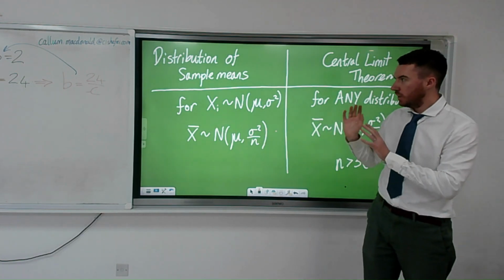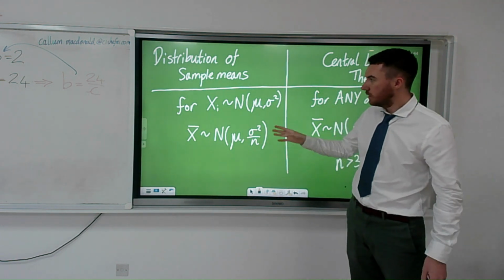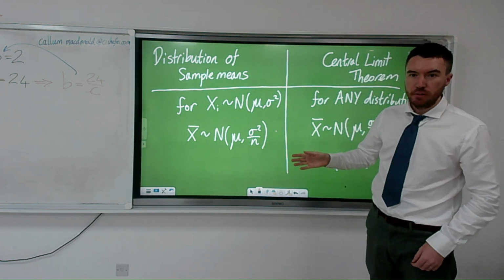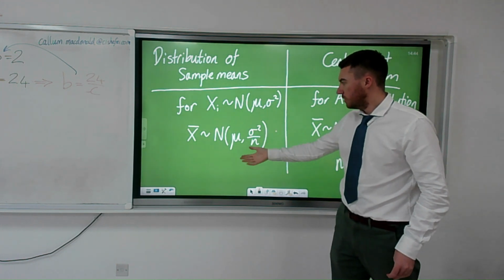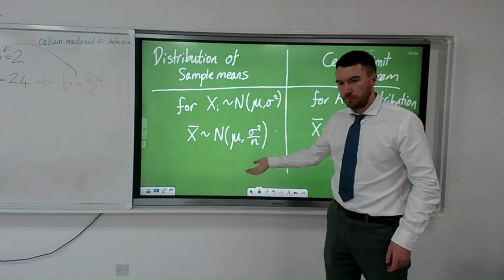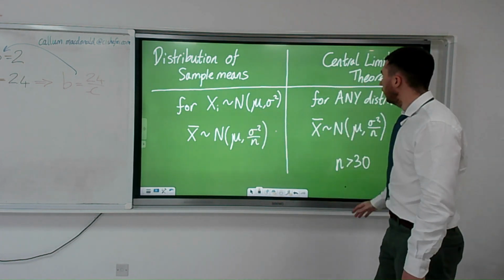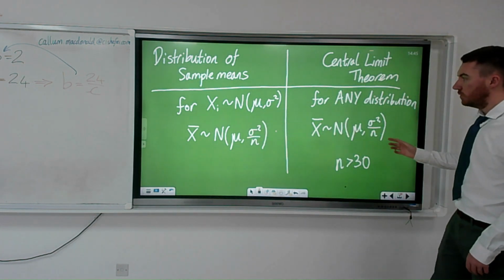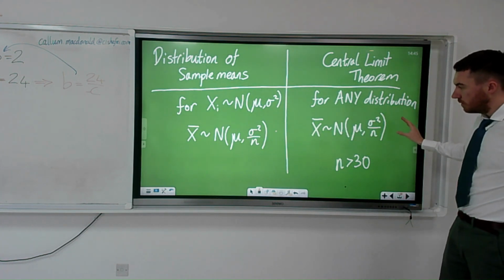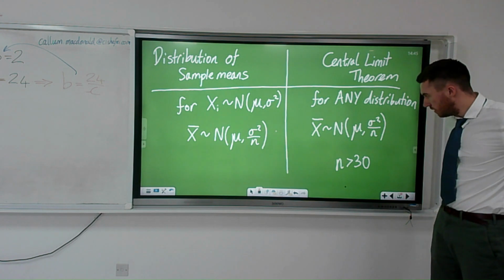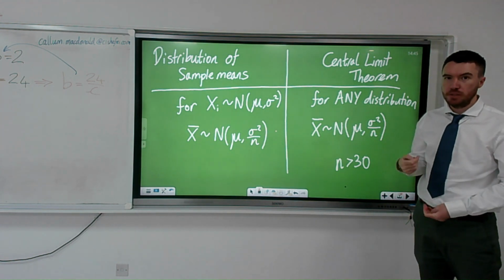Okay, in this video, I'm going to aim to quickly explain in detail, clearly, these two results. One is for the distribution of sample means, which shows that it follows a normal distribution when the random variables are normal. And one is the central limit theorem, which is the extension of that: for any distribution, the distribution of sample means follows the normal distribution provided that n, the number of samples, is greater than 30.